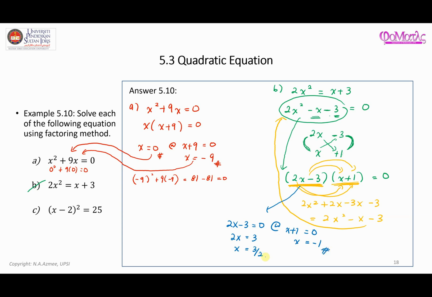So these are the answers to question B, and I leave it to you guys to check whether the solutions obtained are correct or not. As for question C, I'm giving you the answers here, but you can do it on your own. So the answer is x is equal to negative 3 and x is equal to 7. Okay, next.